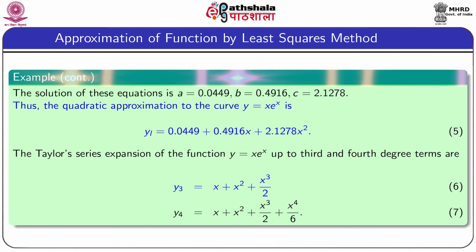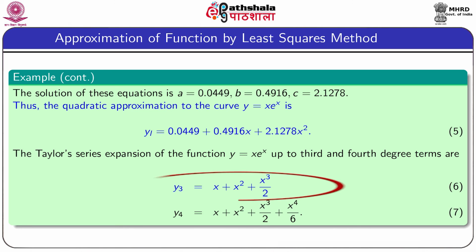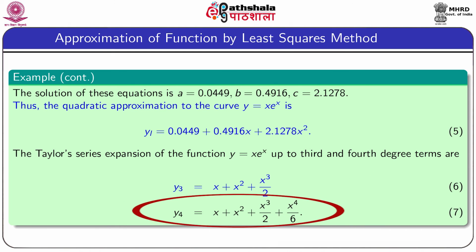The Taylor series expansion of the function y = x e^x up to third and fourth degree terms are y3 = x + x² + x³/2, and y4 = x + x² + x³/2 + x⁴/6. So, equations 6 and 7 are the Taylor series approximations of the function x e^x up to third and fourth degree terms.